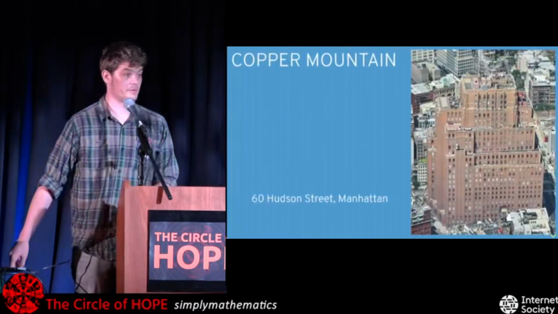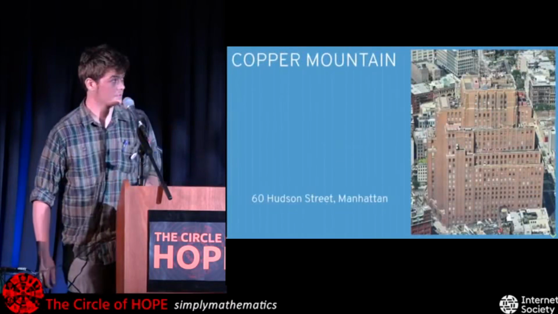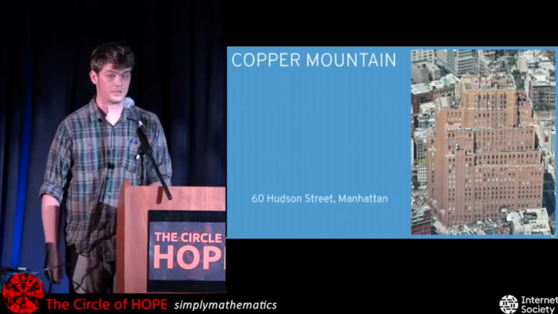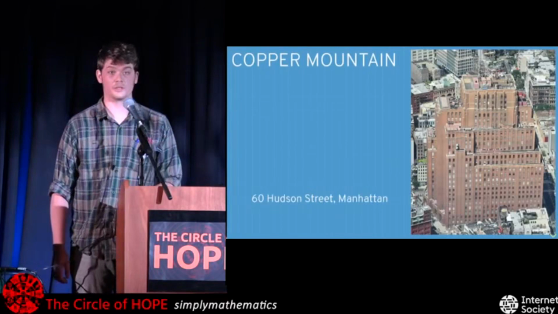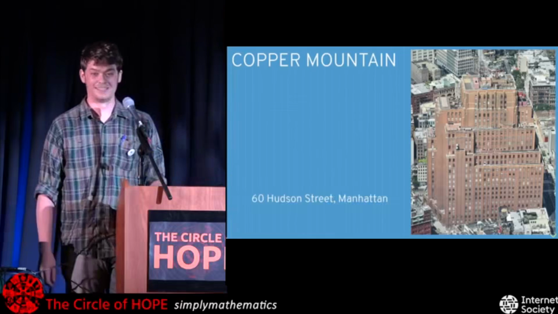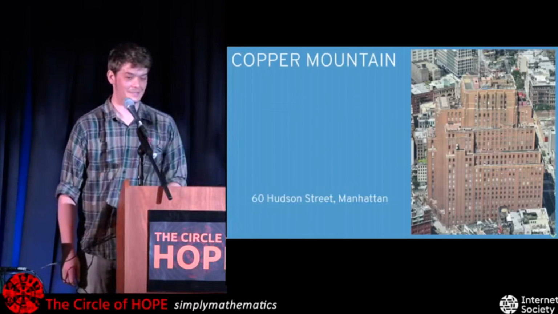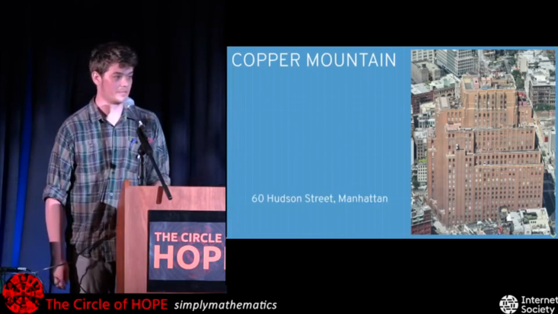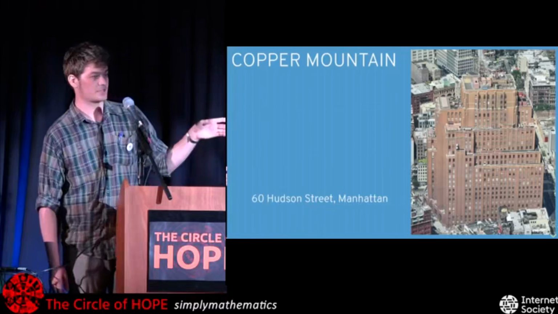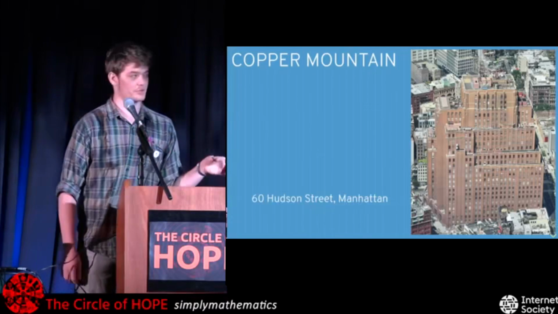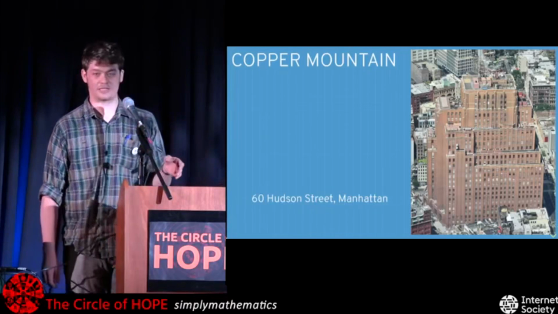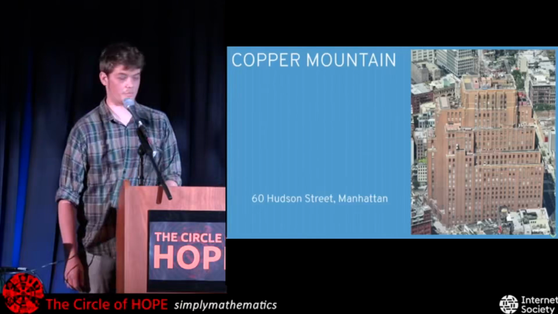Here's the other one in Manhattan. It's Copper Mountain at 60 Hudson Street. It's one of the main data centers. Who here uses DigitalOcean? Yeah, they're there, one of the 3 data centers. That one's kind of infamous in the documents because there's no doorknob on the door where the NSA equipment is. The agent would bring their own.